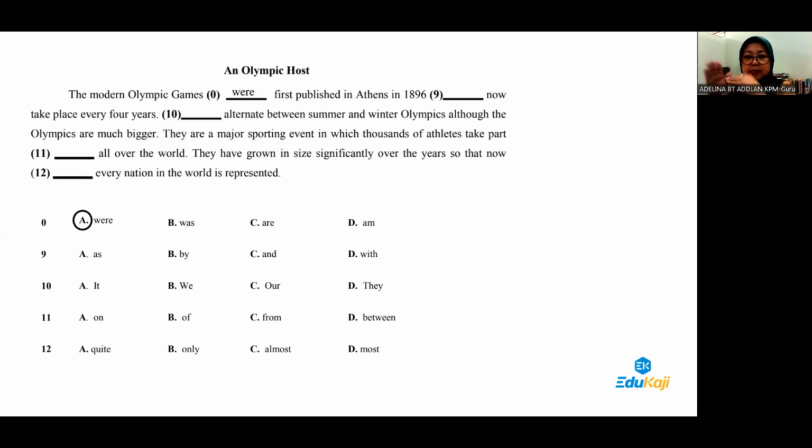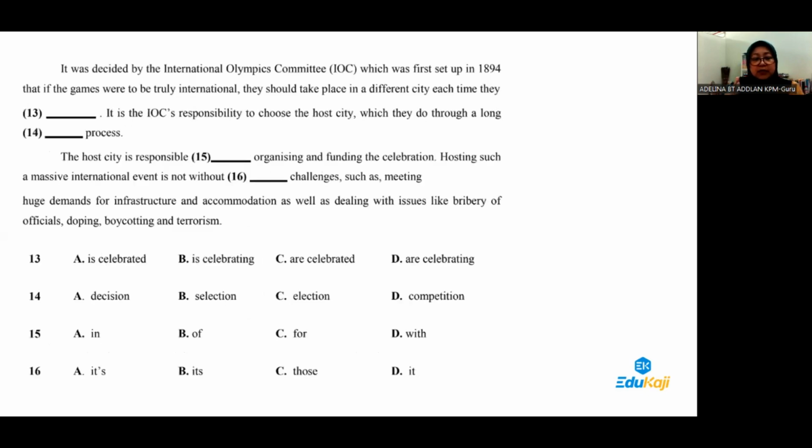So you can see that there is a difference between the states. The states are using different approaches. Some of the states are using a lot of questions that test students on their grammar. Some are testing students more on their vocabulary. Some are having a mixture of both in equal numbers. Right? Okay, next, number 13.